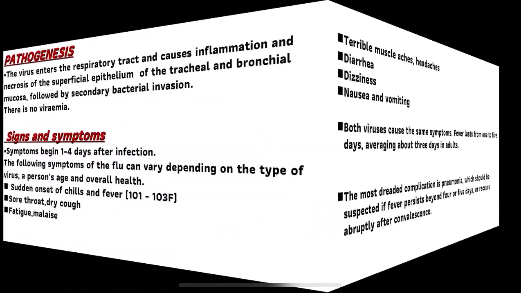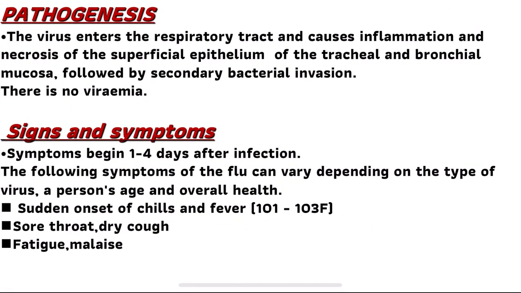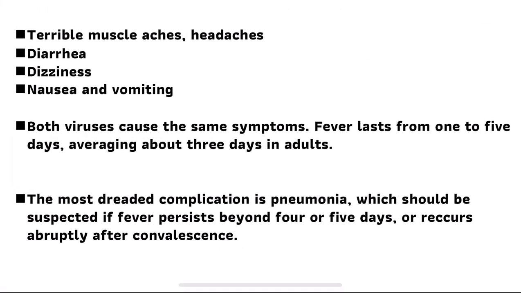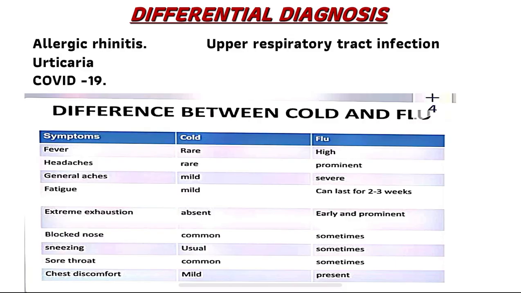The new things we studied, guys, in the signs and symptoms were fever, chills, muscle ache, fatigue, discomfort, cough, diarrhea, dizziness, nausea, and vomiting. Moving further to the differential diagnosis, the differential diagnoses of influenza are allergic rhinitis, upper respiratory tract infections, urticaria, and COVID 19. What is the main difference between the cold and the flu?